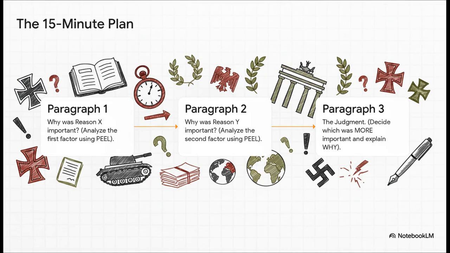So how do you do it? Here's your 15-minute plan. In your first paragraph, you use PEEL to explain why factor X was important. In the second paragraph, you do the exact same thing for factor Y, but it's that third paragraph, that's the money paragraph. That's your judgment. You have to explicitly state which factor was more important, and, this is the key, explain why it was more significant in comparison to the other one. That direct comparison is what gets you into the top mark band.